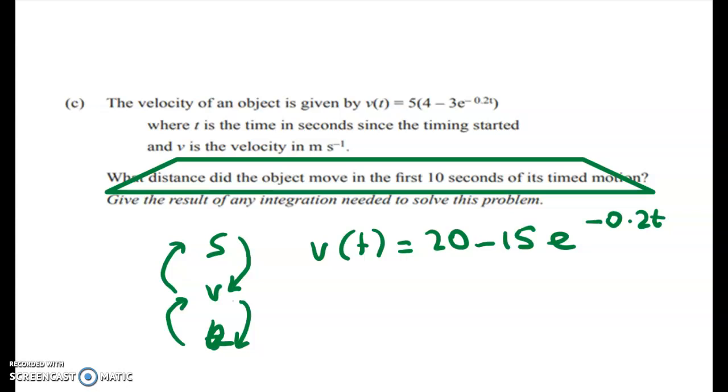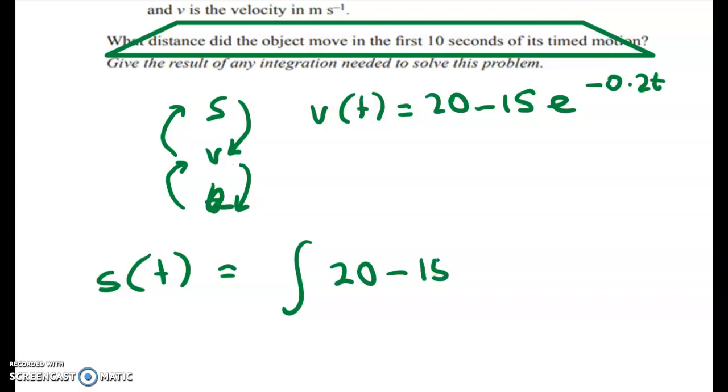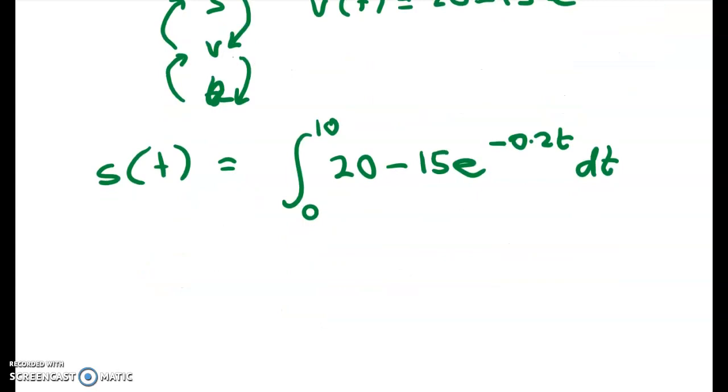We need to give the results, and we need to use integration to do this. Displacement in this case is going to come from the integral of the velocity function. We're looking for a definite integral because we want to know how far it went in the first 10 seconds, so that's between 0, when it started being timed, and 10. That gives us the following thing to work out.